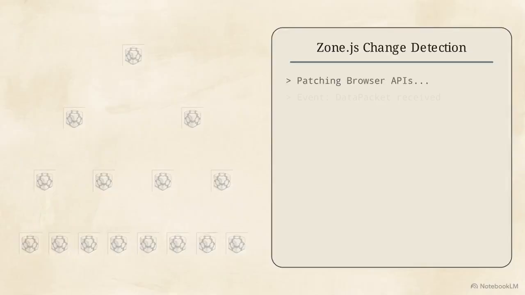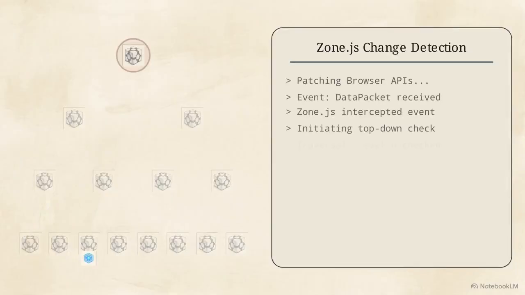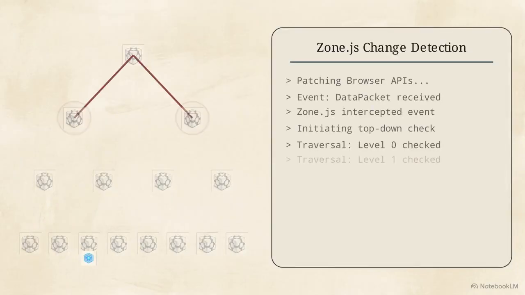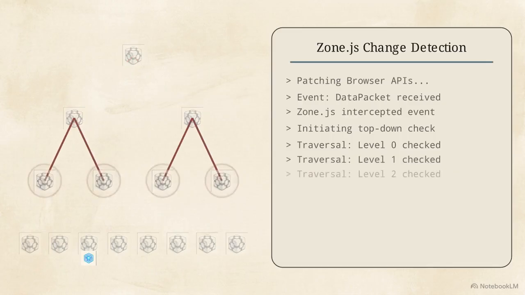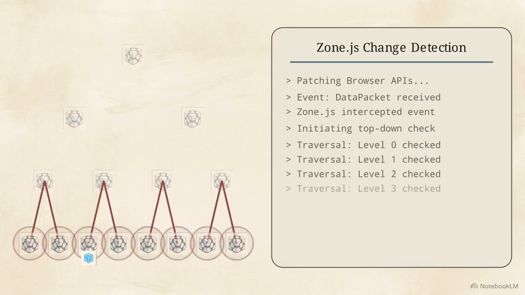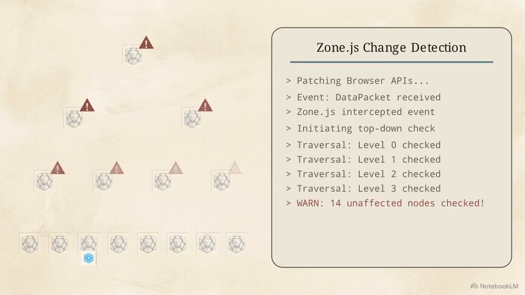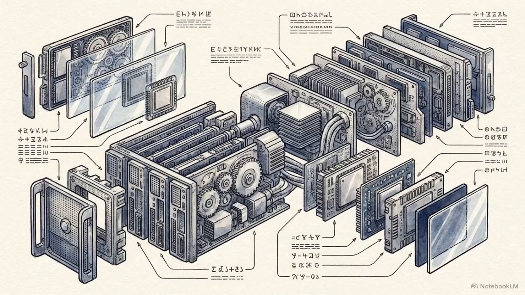By patching browser APIs, it forces coarse-grained change detection, checking the entire component tree from top to bottom on every event. This expensive full tree traversal required manual on-push optimization and caused constant errors on unaffected nodes. In Angular 16, the framework introduced the modern solution to this problem: fine-grained reactivity through signals.